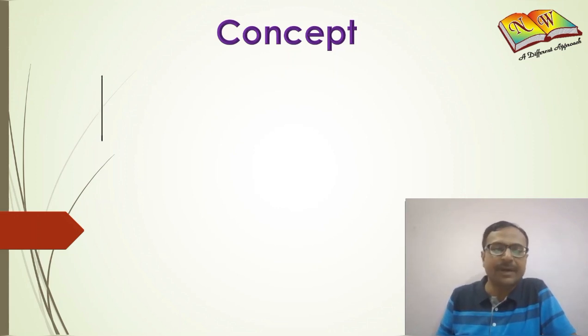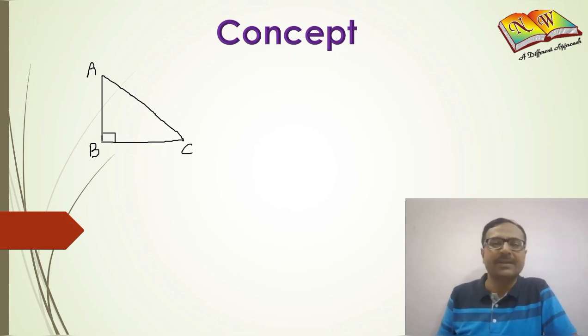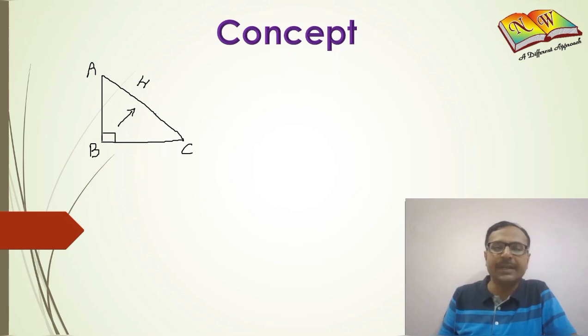Whenever you have a right angle triangle, obviously a right angle triangle has one angle as 90 degrees. So here I have marked angle B as 90 degrees. A and C can be marked anywhere. Let's mark A here and C here. This side AC, which is opposite to the 90-degree angle, is known as the hypotenuse. So AC is the hypotenuse.